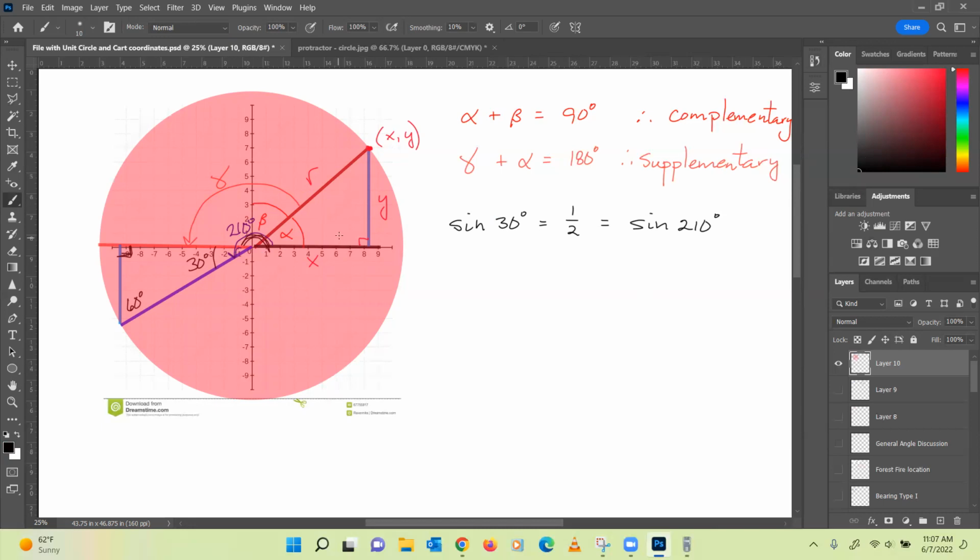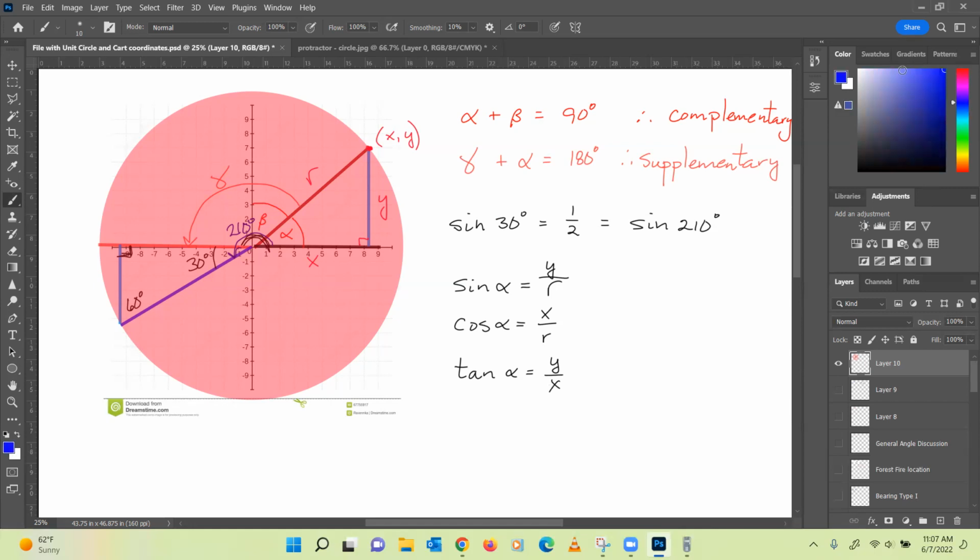So looking at this right triangle over here on the right-hand side, the sine of alpha will equal opposite, which is y, over the hypotenuse, which is r. The cosine of alpha would be adjacent, which is x, over the hypotenuse, which is r, and tangent of alpha will be opposite over adjacent. Knowing this, we can see that the relationship between x, y, and r are going to help us find sine, cosine, and tangent.